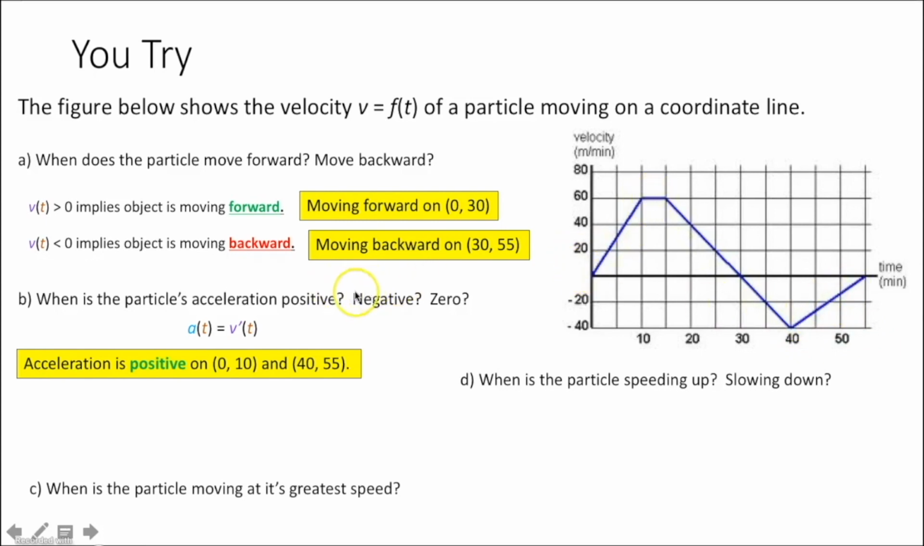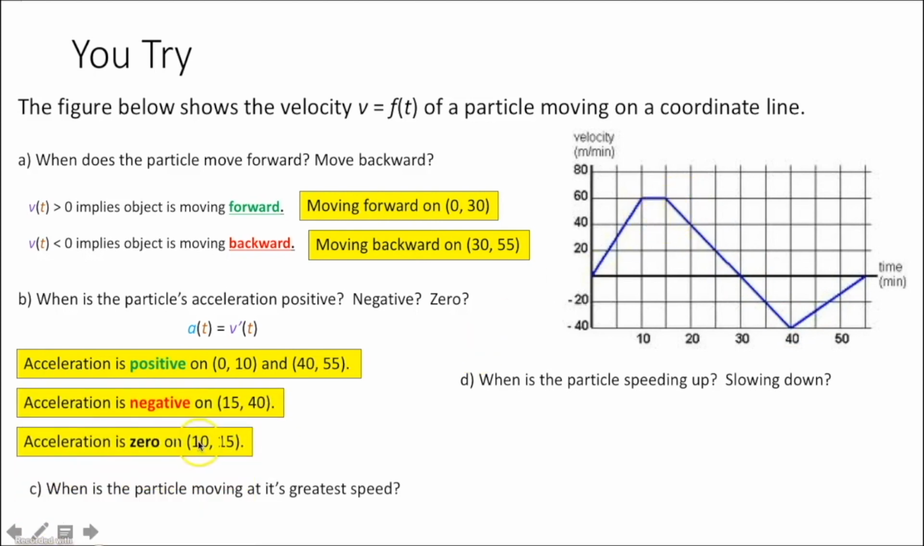Then your acceleration is going to be negative whenever you have a negative slope. So if it's negative from 15 to 40, that would mean that your acceleration is negative over that given time. Then the acceleration is 0 anytime you have a horizontal slope. So that would be from 10 to 15. That would be an acceleration of 0 over that time.